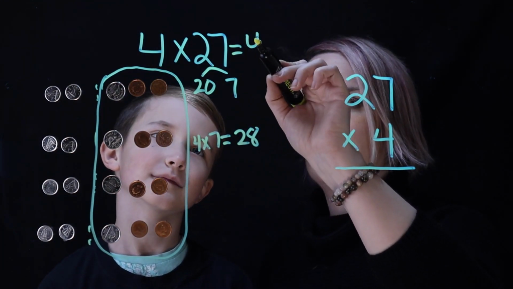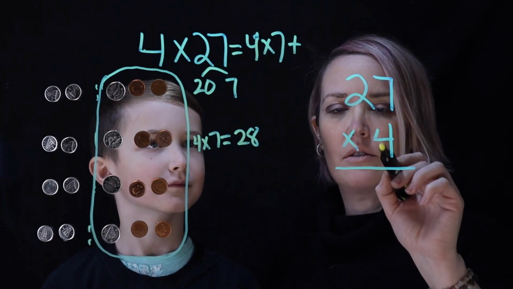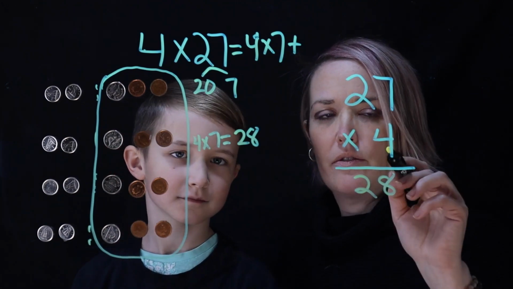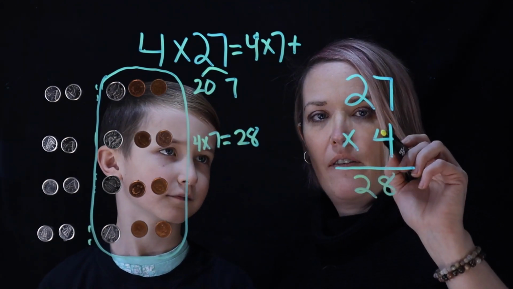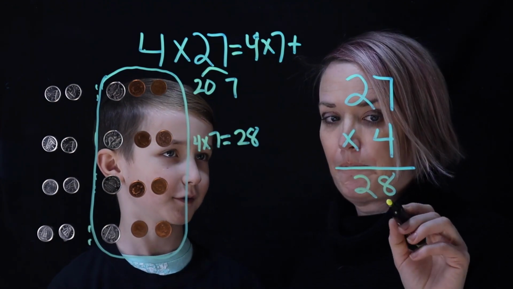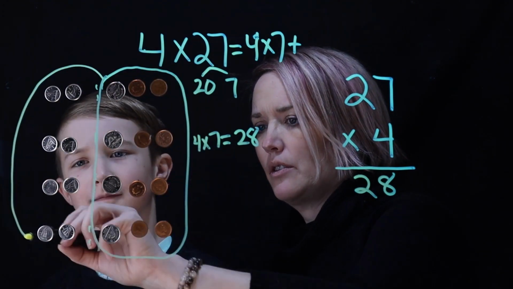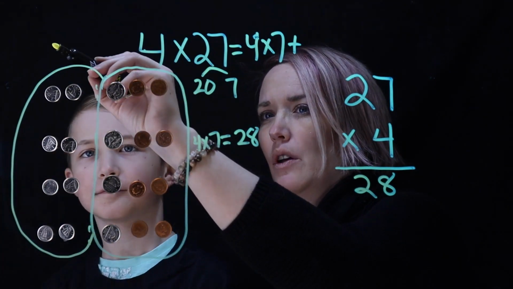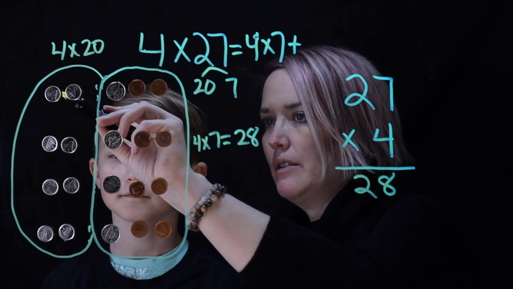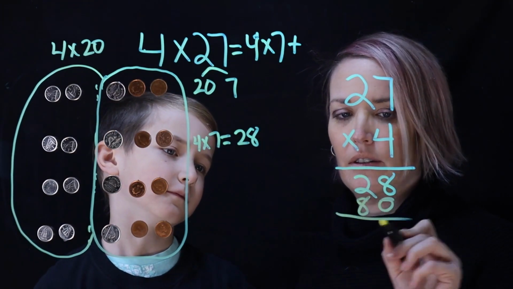So let's write it like this. 4 times 7, 4 times 7. And then we're going to write the 28 here. So 4 times 7 is 28. And then 4 times 2. 4 times 2 is 8. And there's 8 dimes here, right? So this is like 4 times 2 or 20 because it's dimes, right? So 10, 20. Okay, so then I'm going to write the 80 cents over here.